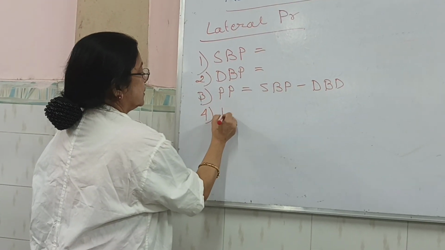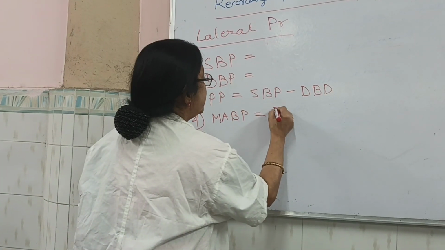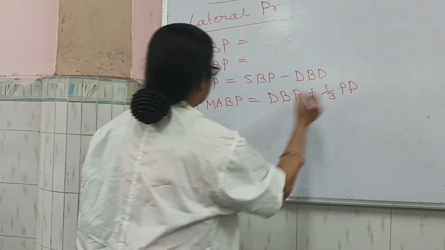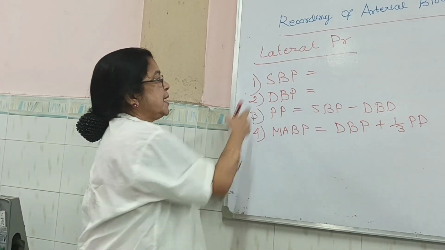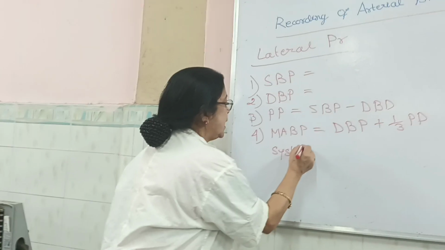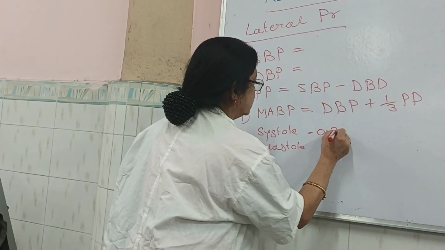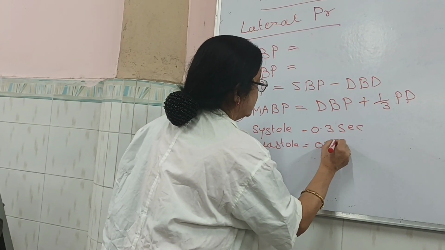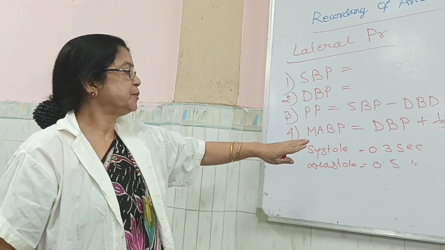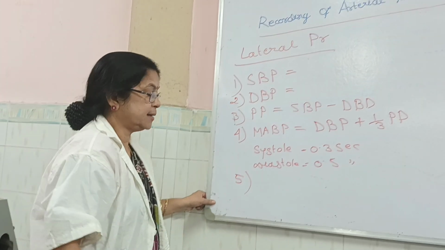Mean arterial blood pressure is DBP plus 1/3 of pulse pressure. Here we cannot take the average of SBP and DBP divided by 2, because the timing of systole and diastole is different. So we cannot take SBP plus DBP divided by 2. We have to take mean arterial blood pressure as DBP plus 1/3 of pulse pressure. These are the definitions we have to keep in mind, and they will be asked in the exam.